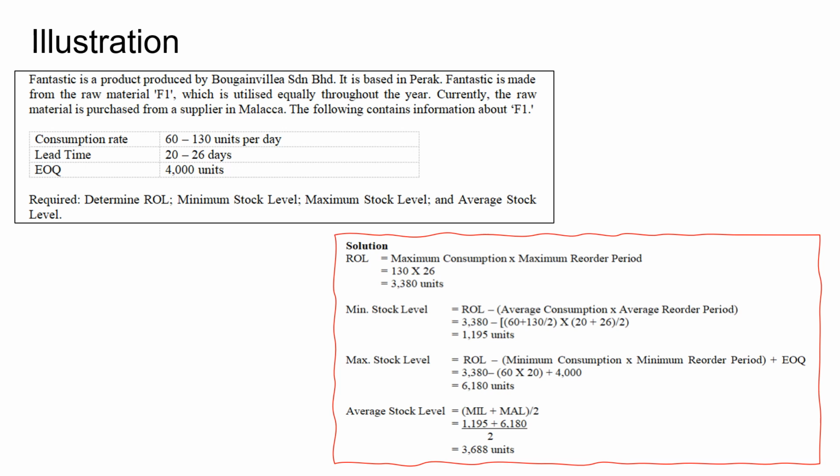Okay, to have the average stock level, you just have to find the minimum and the maximum, add them up and divide by 2. So this is the level between the minimum and the maximum stock level, called the average stock level. Okay, so you can continue on.